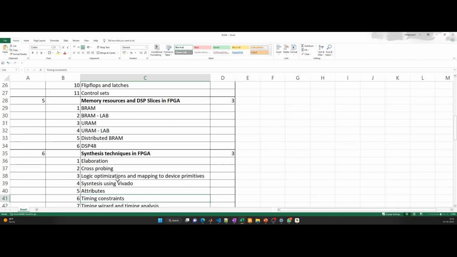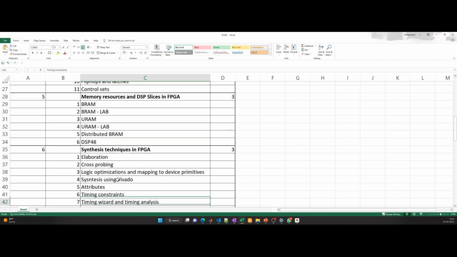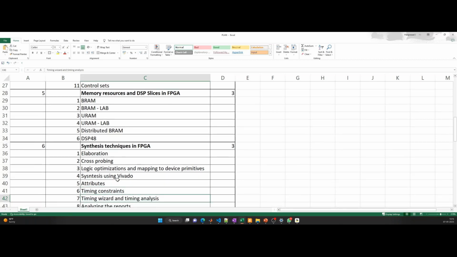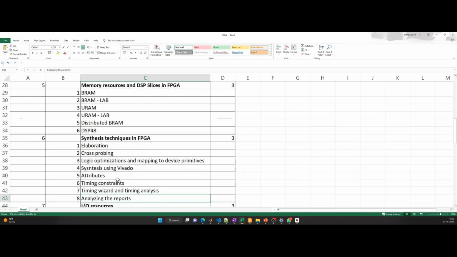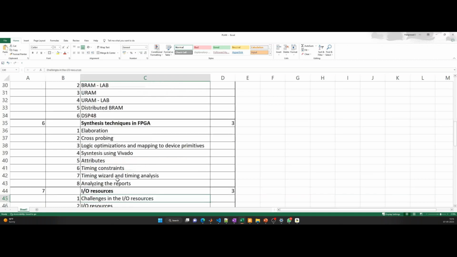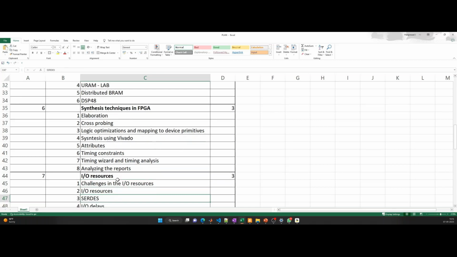Then again, timing constraints, static timing analysis, and analysis of the various timing reports, what all the violations have occurred, that we will be discussing. Then IO resources. In physical design, you have seen how we design various IO pins, right? You might have seen buffers, IO delays. Here in the FPGA also we have to take care, because this is also a device that acts like a chip once it is programmed. So we'll be discussing the various IO pins, how to handle those IO pins, SerDes logic, IO delays, all these things.